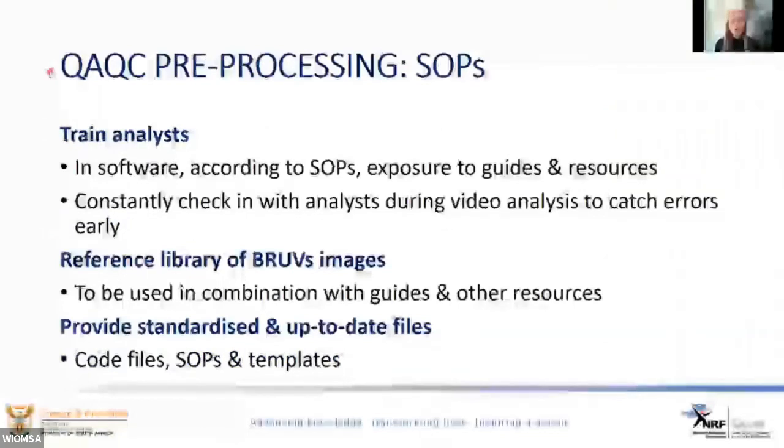Okay, so before processing, the quality controller can try to prevent errors by just training the analysts in the software, training them according to SOPs, exposing them to guides and resources, and constantly checking in to detect errors early on. It's also quite beneficial to build a reference library of BRUV's images, and these can be used in combination with guides and other resources. In addition to this, it's important for the controller to provide standardized and up-to-date files. And when I say files, I mean the species or habitat code files, SOPs and templates, and these should be shared with all the analysts and regularly updated.